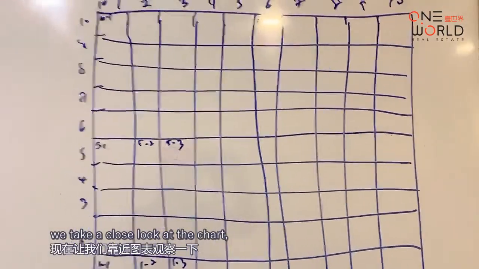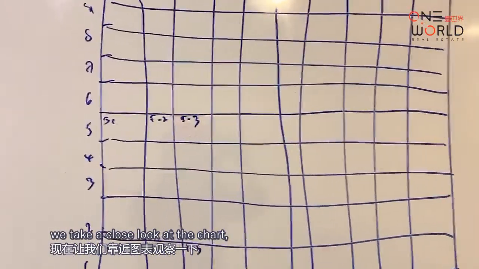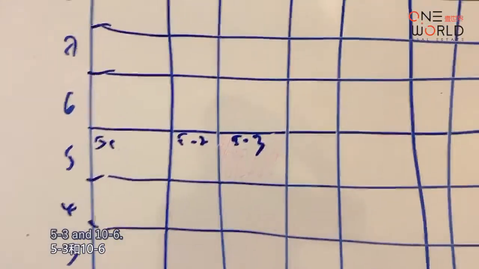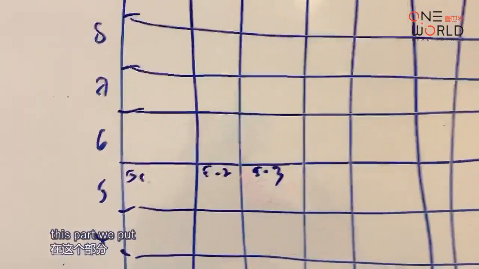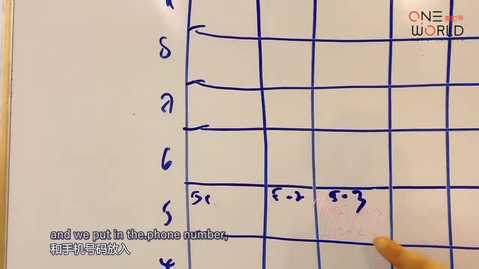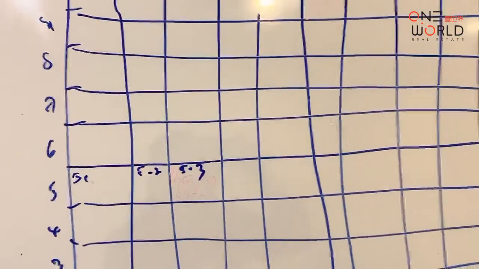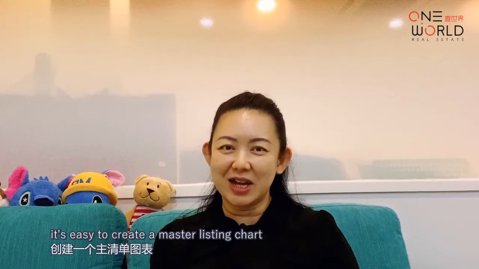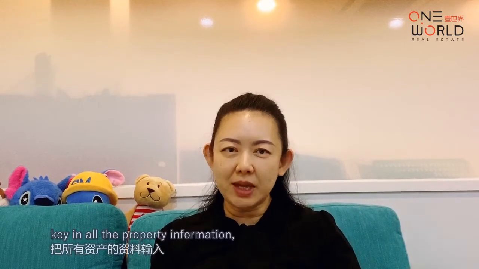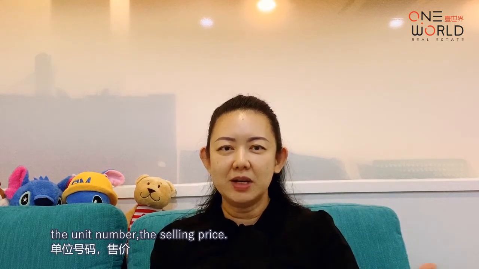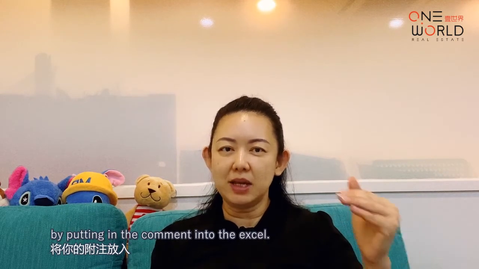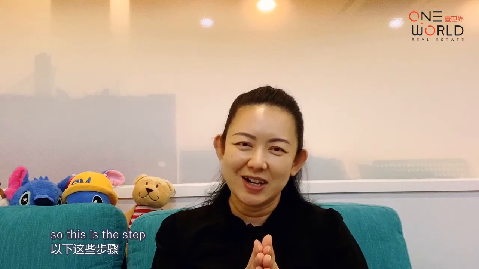We take a close look at the chart: 503 and 1006. In this part, we put in the name of the owner and the phone number. It's easy to create a master listing chart for review purposes. You just need to key in all the property information like the name of the property owner, the unit number, the selling price, and also some remarks by putting comments into the Excel sheet. So this is the step of doing the master chart.